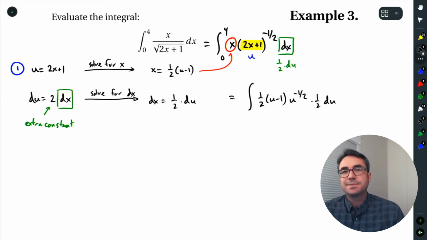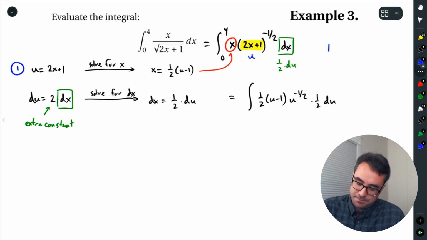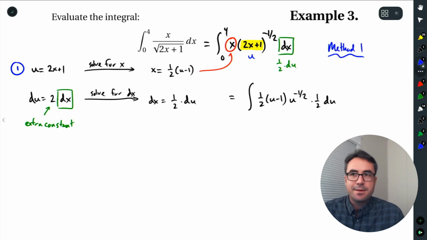Doesn't matter which one. It's roughly the same amount of work. It really comes down to which way you like to do it. Let's use method 1 here. But method 2 also would work.